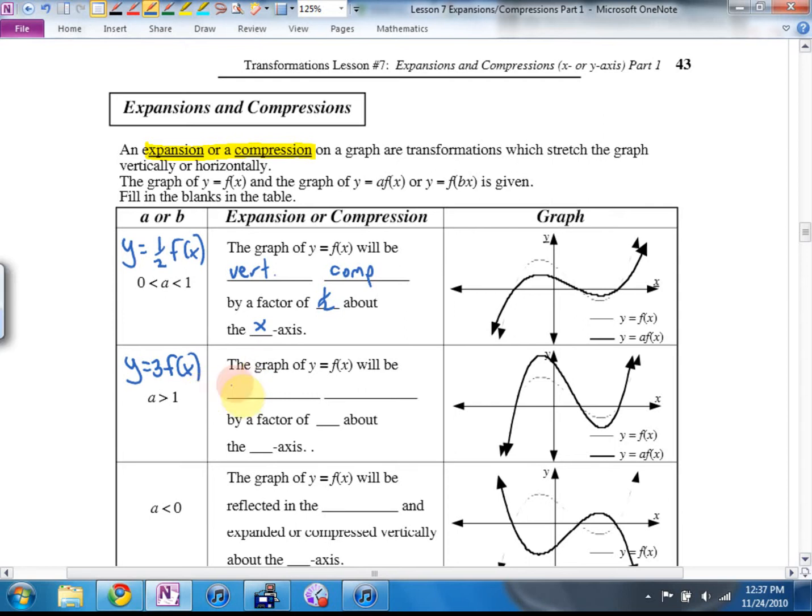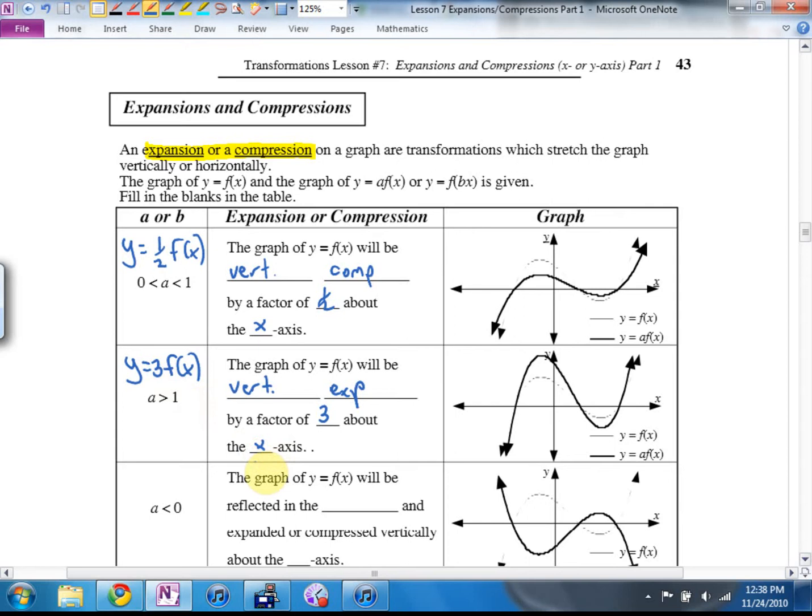Everything is backwards. That 3 would have been a 1/3 if it was next to the y, but it's already been moved over. Since it's already been moved over, Stephanie, it's no longer backwards. It's going to be an expansion by a factor of 3. Everything's going to be 3 times as high. That's the example that we're going to generalize in a second, about the x-axis. Now, Martin, ask your question.